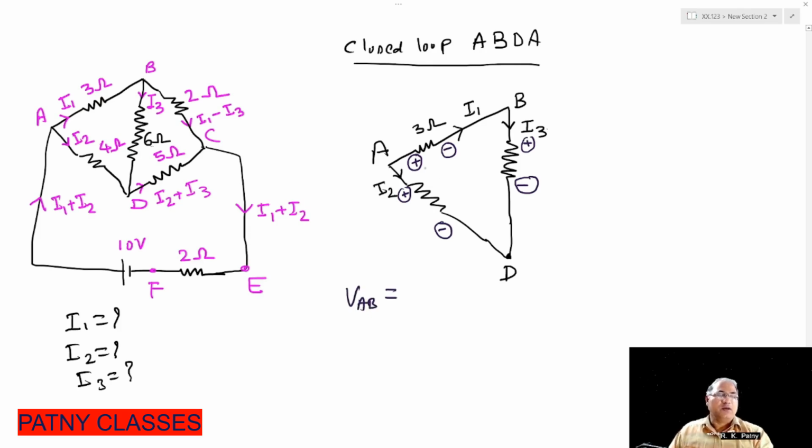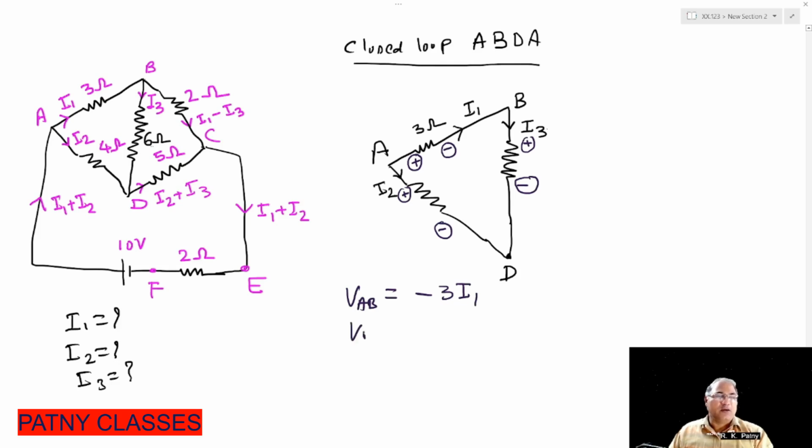VAB is nothing but, we are moving from plus to minus. So write down minus here, and the potential difference is nothing but the product of resistance and current. So VAB equals minus 3I1.